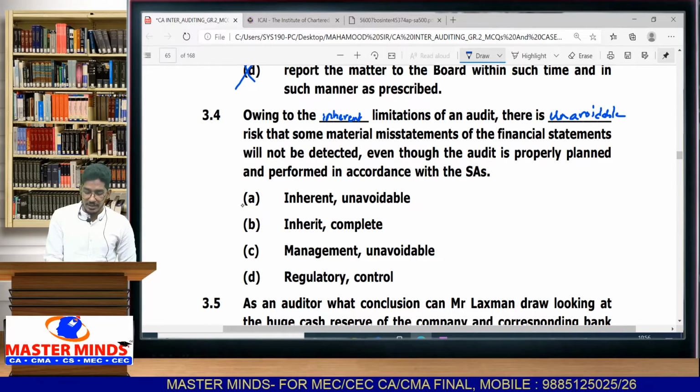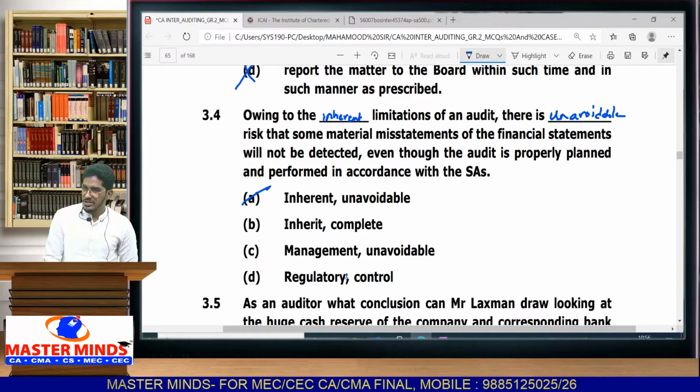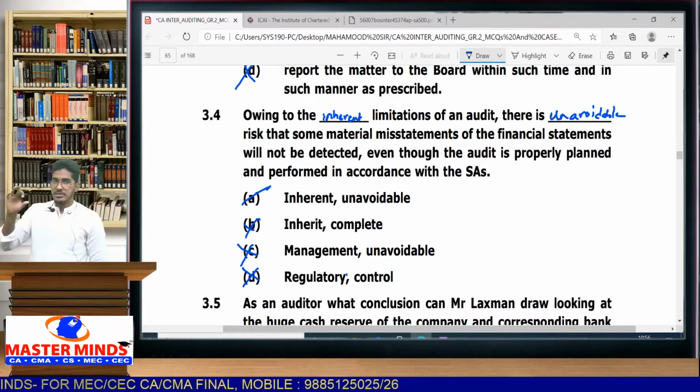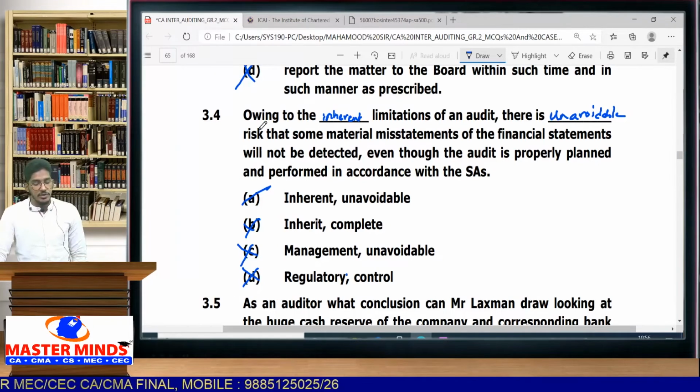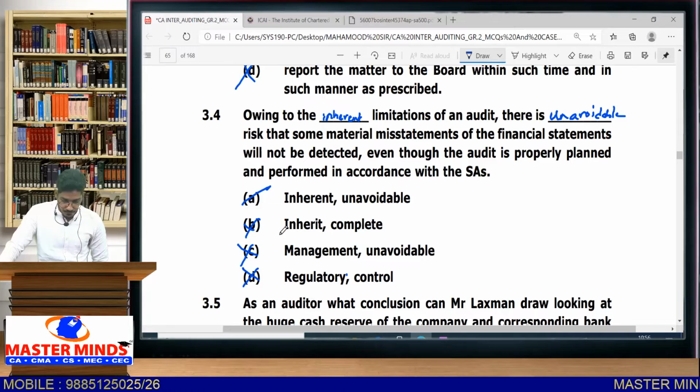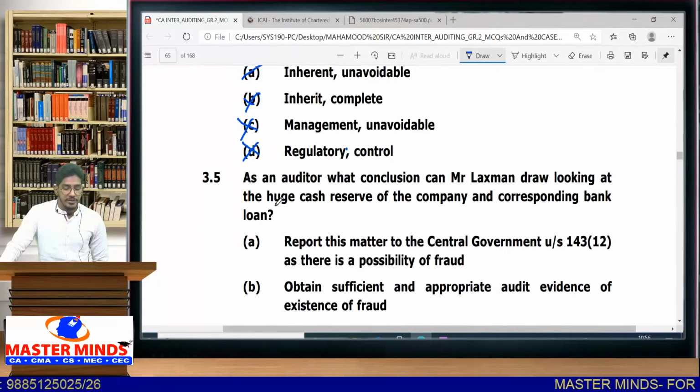Inherent, unavoidable. A is the correct option. So all other options are wrong. Inherent, complete, management, unavoidable, regulatory control, all these are wrong options. What is the correct option to fill to complete this statement? Owing to inherent limitations of an audit, there is an unavoidable risk that some material misstatements in the financial statements will not be detected. Then 3.5.